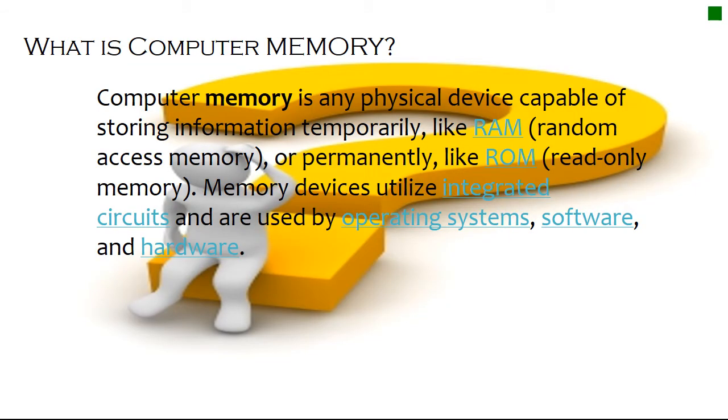To start with, I know all of you are very familiar with computer memory. This is used to temporarily or permanently store information depending on the type of memory. RAM, or the random access memory, stores temporary data, while ROM, or the read-only memory, stores permanent data. Each memory utilizes integrated circuits, and these integrated circuits are used by operating systems or system software as well as the hardware.